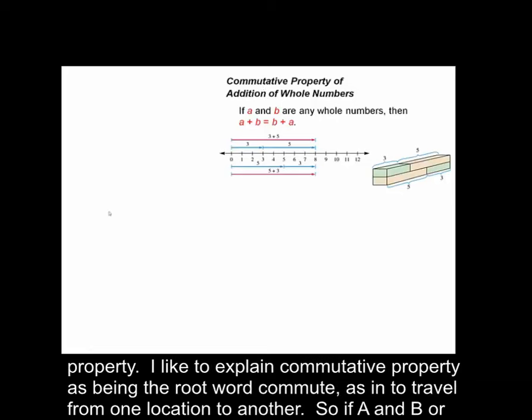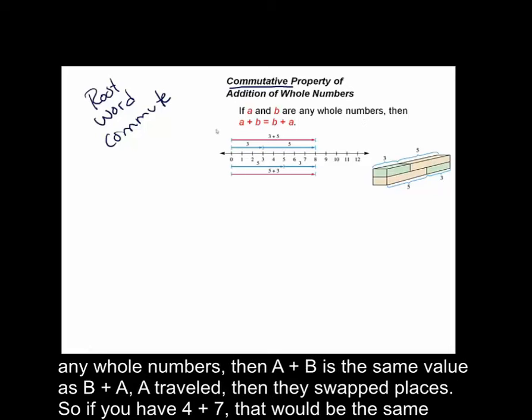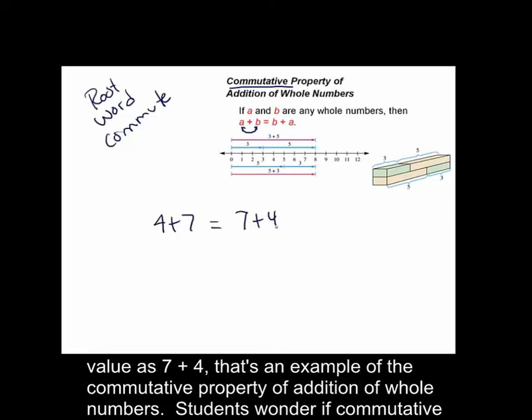Commutative property. I like to explain commutative property as being the root word commute, as in to travel from one location to another. So if A and B are any whole numbers, then A plus B is the same value as B plus A. A traveled, then they swap places. So if you have 4 plus 7, that will be the same value as 7 plus 4. That's an example of the commutative property of addition of whole numbers.